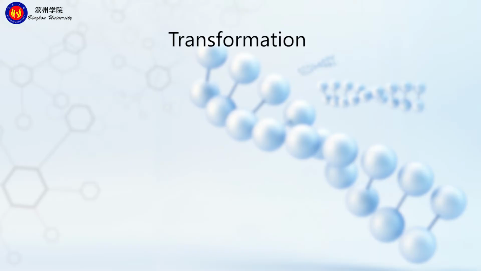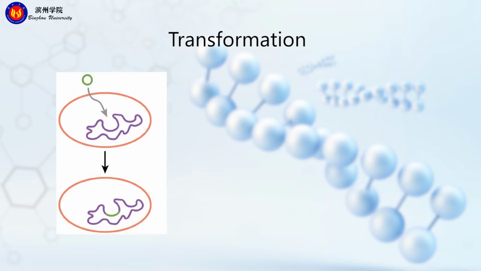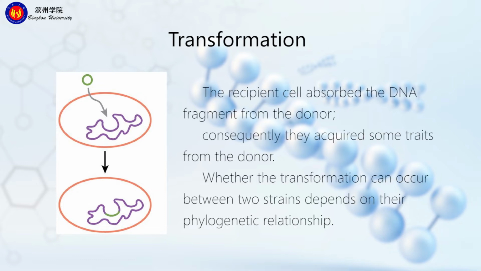Firstly, let's take a look at transformation. Please look at this picture. It briefly shows the process of transformation. The recipient cell absorbs the DNA fragment from the donor. Consequently, they acquired some traits from the donor.